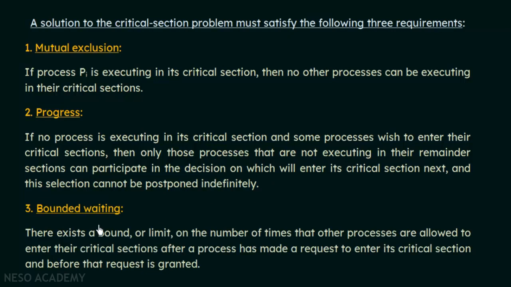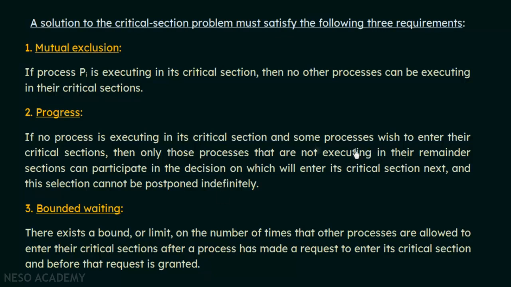Now the last requirement that we have is bounded waiting. So let us try to understand what we mean by bounded waiting. It says here, there exists a bound or limit on the number of times that other processes are allowed to enter their critical sections after a process has made a request to enter its critical section and before that request is granted. So what we mean by this is that we will have a limit on the number of times that other processes are allowed to enter the critical section after one process has already made a request to enter its critical section and before that request is granted.